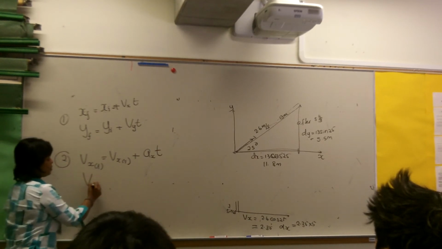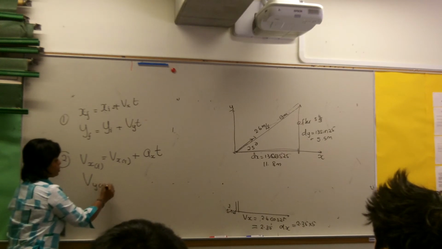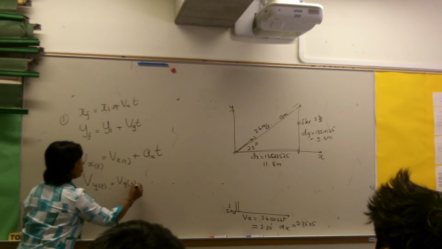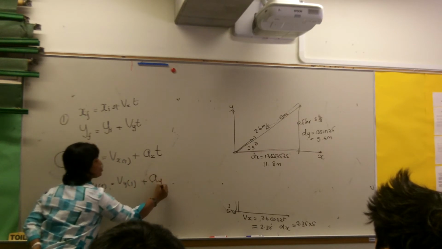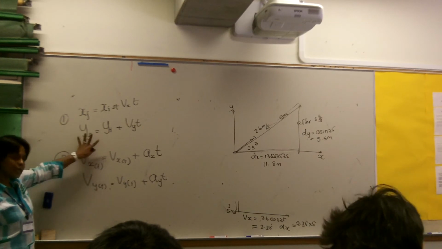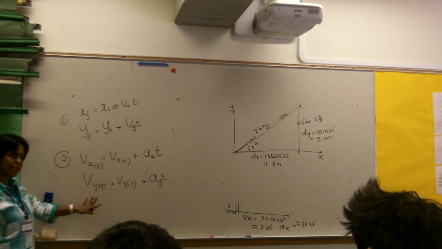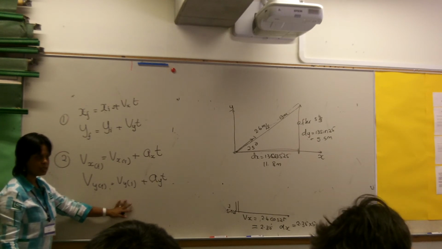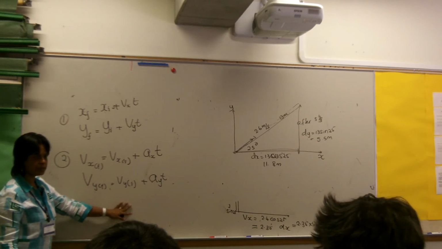In the same way, the final velocity in the y direction is the initial plus acceleration in the y direction times t. Now you are thinking about the direction. The basic equations are the same, but you need to consider the direction. That's all. Is that okay up to here?